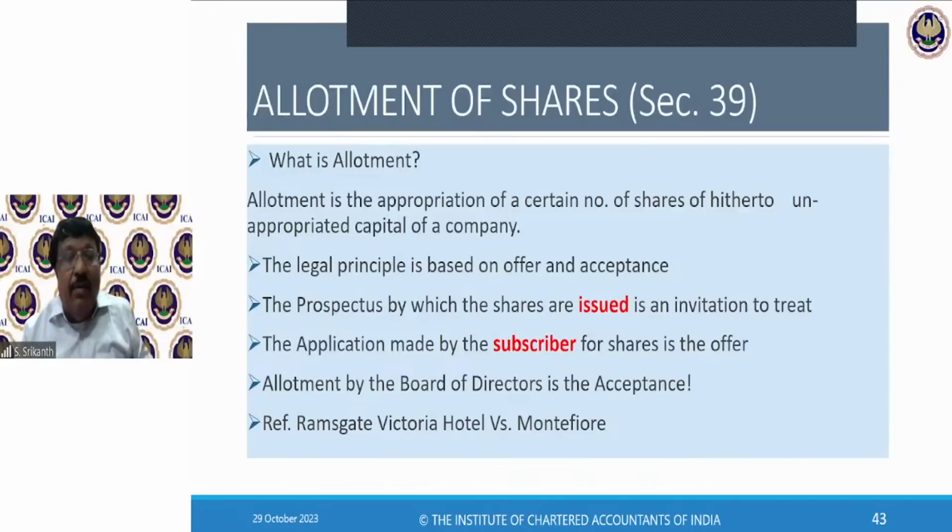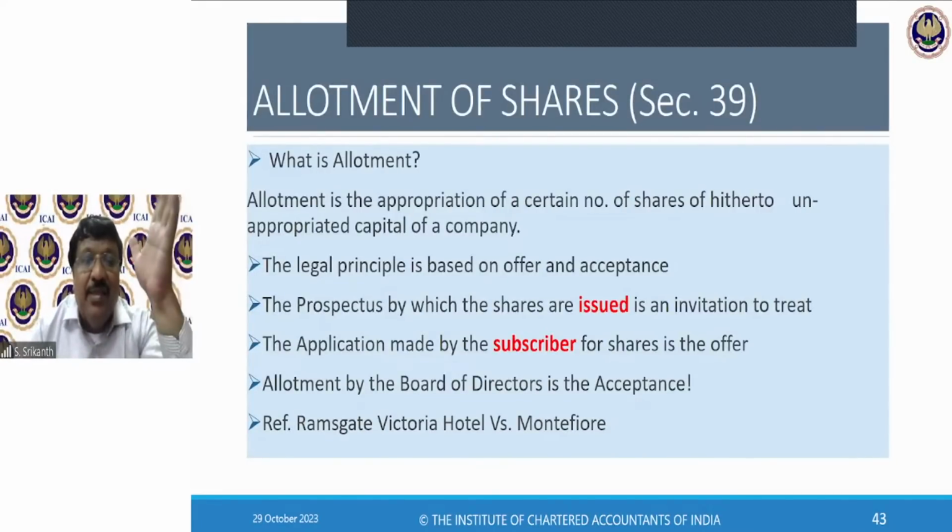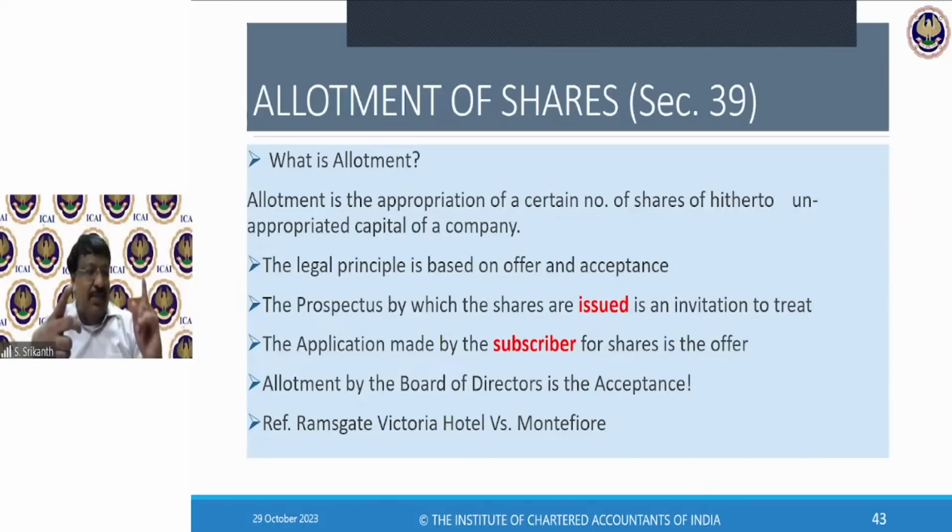The application made by the subscriber for shares is the offer. So the first time when the application is made, the applicant is making an offer. The board of directors is going through the offer and allotting the share. Allotment by the board of directors is the acceptance. So offer plus acceptance, consideration, contract.